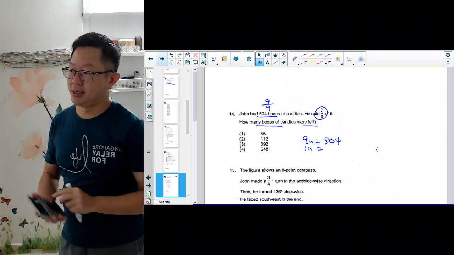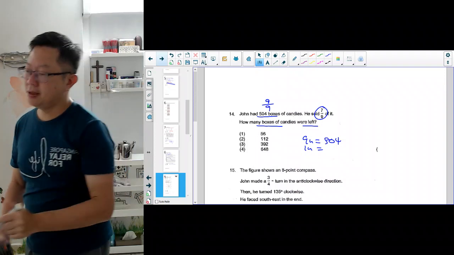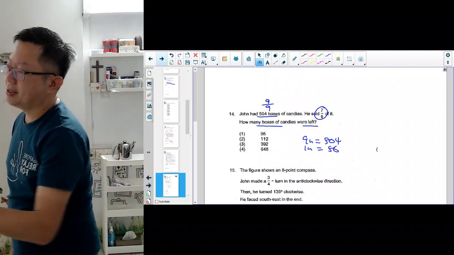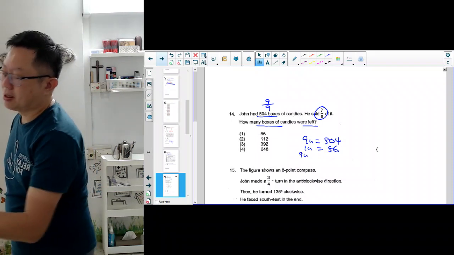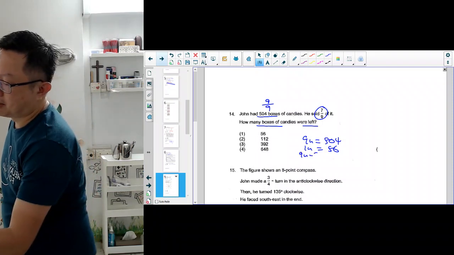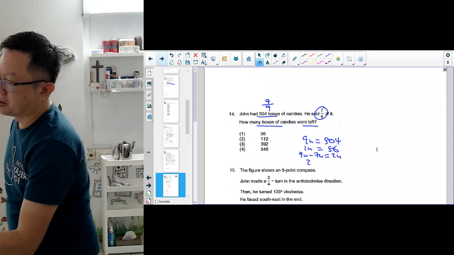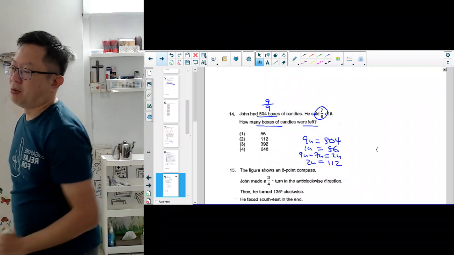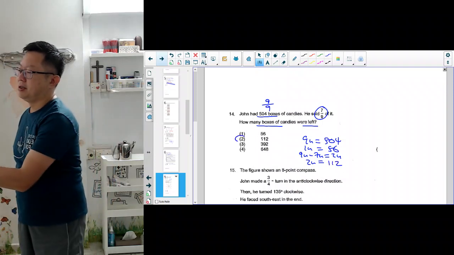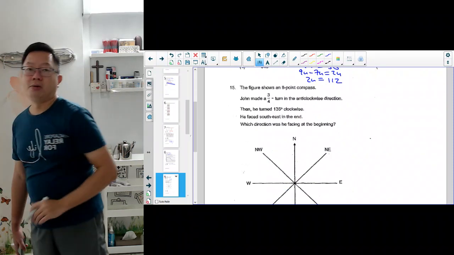So I'm going to use my calculator so we can do much faster. Of course, in the exam, you have to do your working. So your 1 unit is 56. And how many boxes were left? Now, if there are 9 units at first, or 9/9, you sold 7/9, which is 7 units, then you must have 2 units left. So your 2 units left must be 56 times 2. That will give you 112 boxes left. So answer number 2.